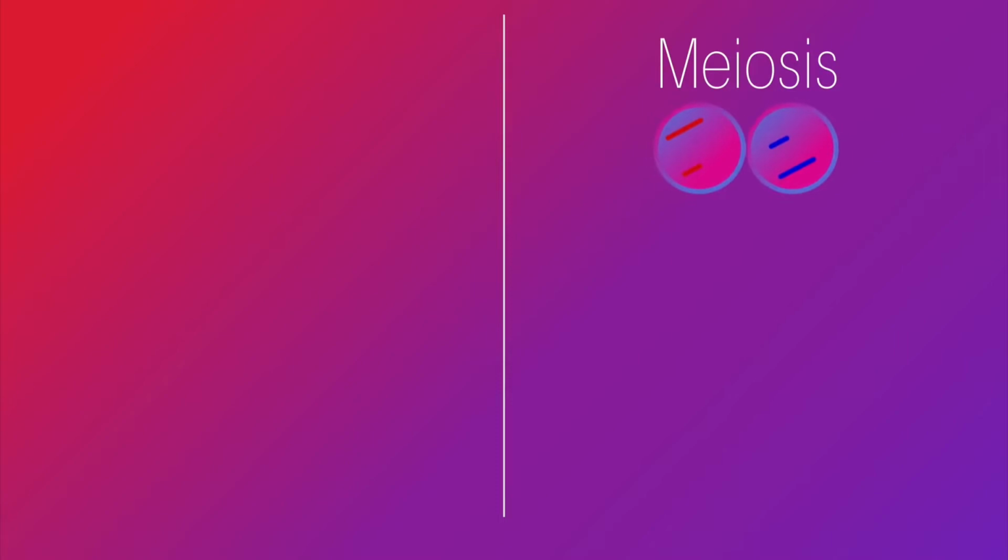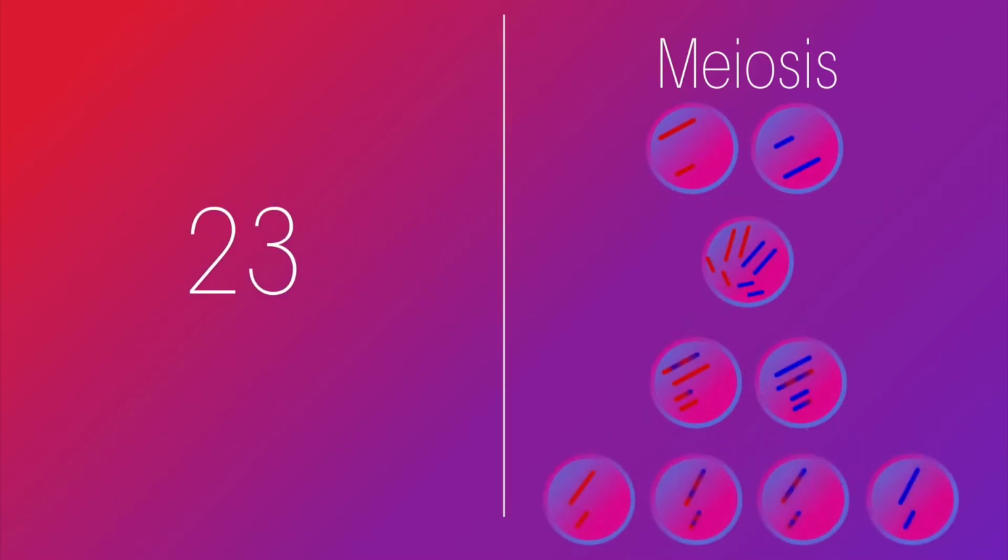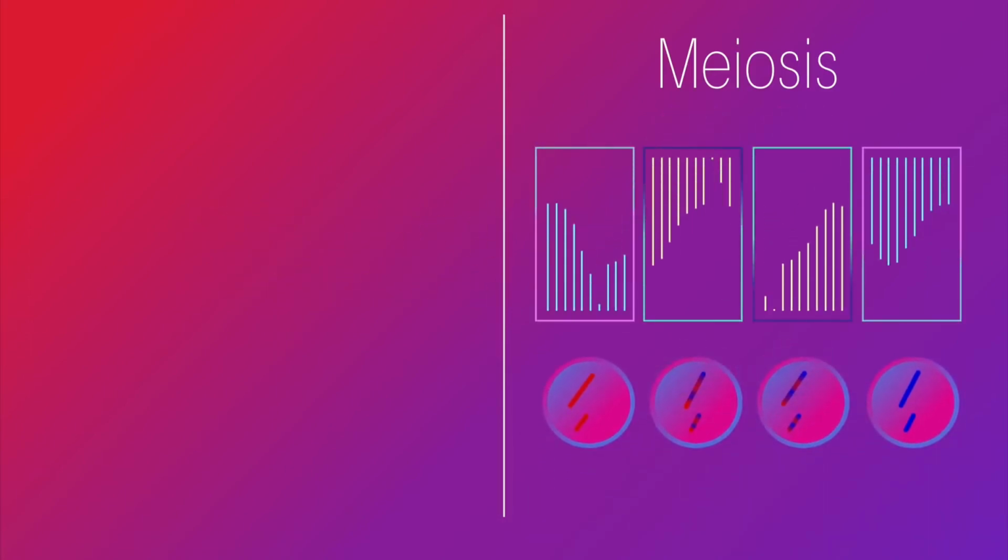The other process is meiosis. It's a much more complicated process, creating not 2 but 4 cells with only half the number of chromosomes, and crucially, all genetically different from each other.